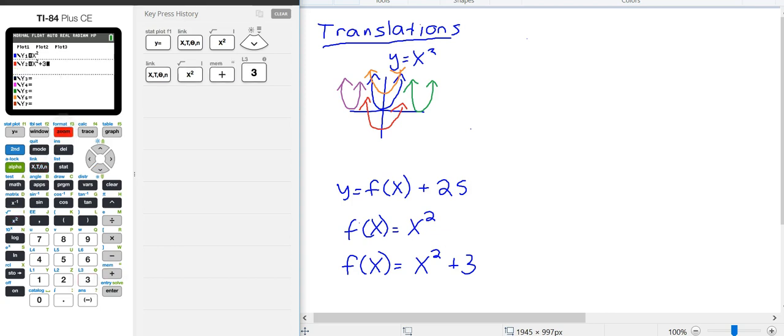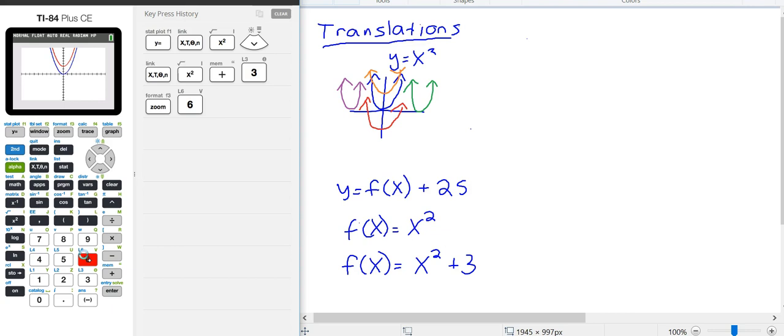Then we'll do zoom 6 for zoom standard. That's the original graph, y is equal to x squared. And that's the new graph when we shifted it 3 units up. Notice that the vertex was moved 3 units up, and each point on the blue graph moved 3 units up to reach the red graph.